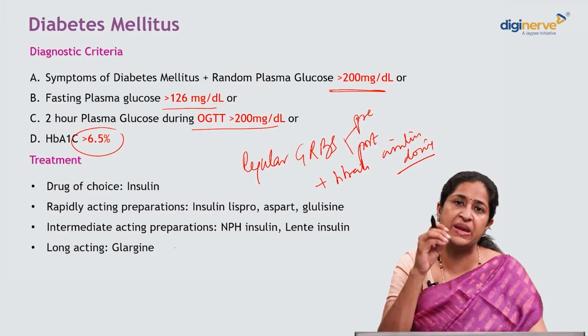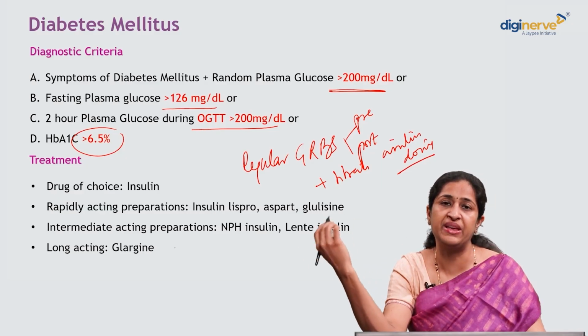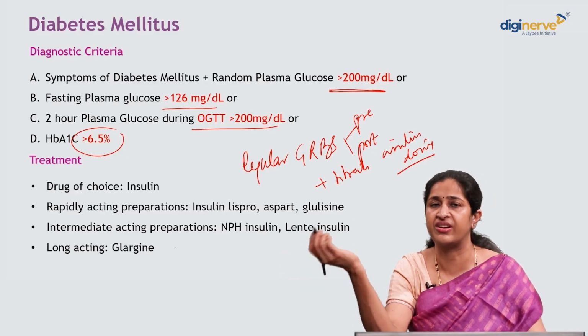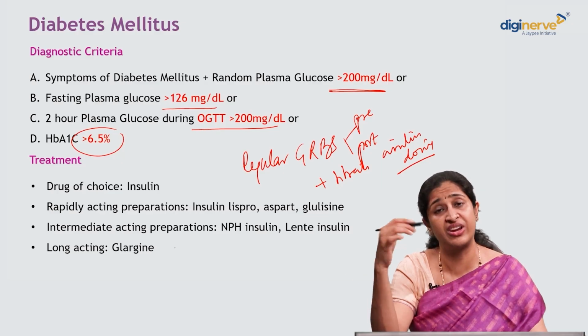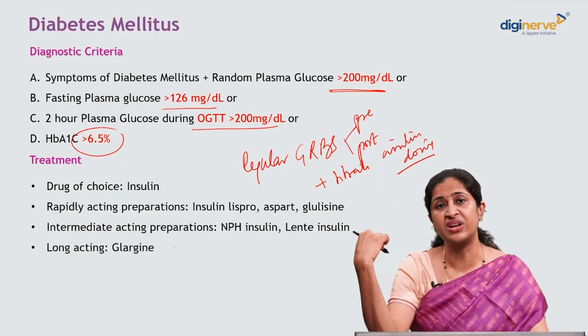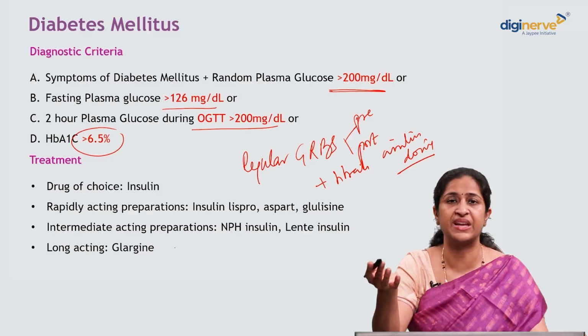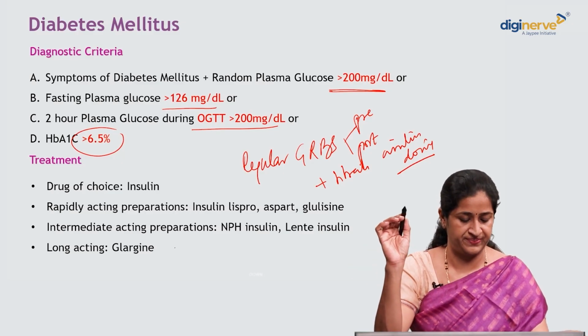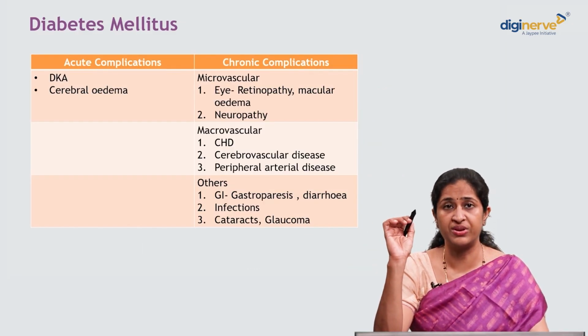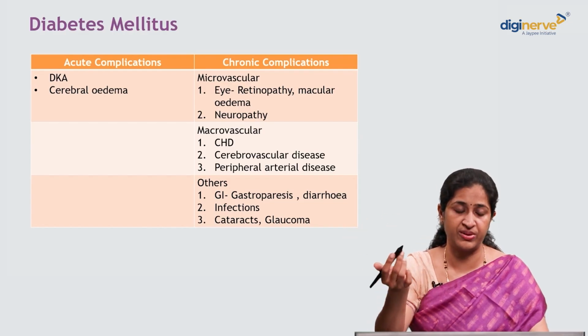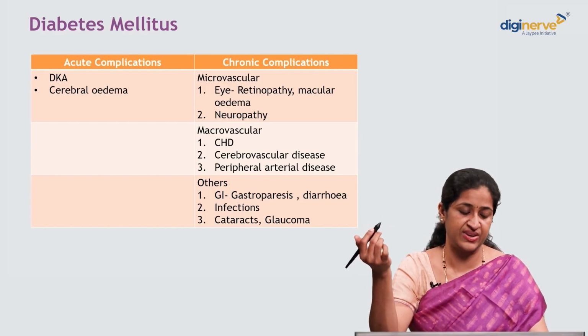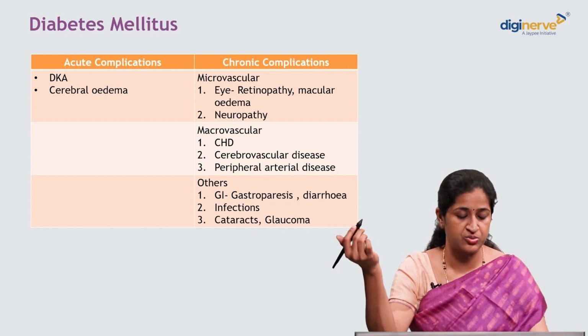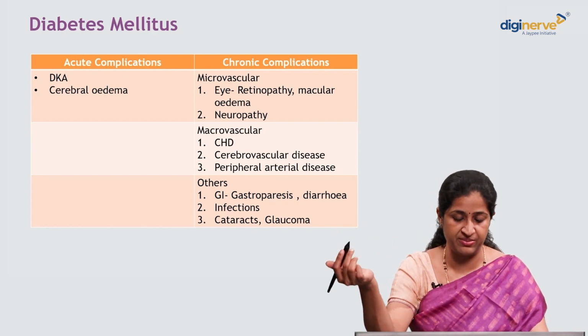Now remember, with the pre-meal GRBS, it is the previous insulin which needs to be titrated. You're not giving insulin as treatment for the number. You're going to see what is causing the GRBS to become that level and titrate accordingly. Now, what are the acute complications and chronic complications? Acute complications are DKA as well as non-ketotic hyperosmolar coma, which produces cerebral edema.